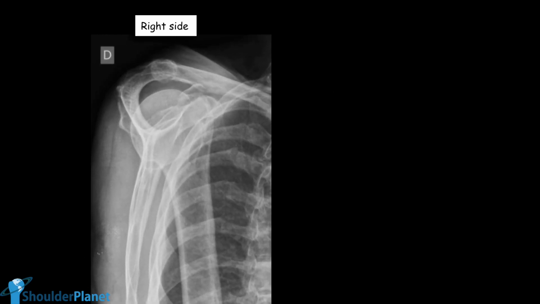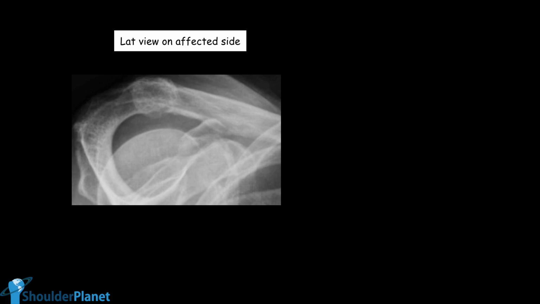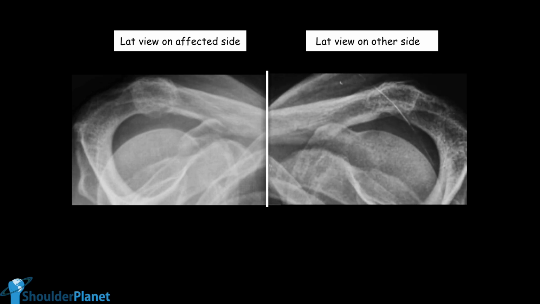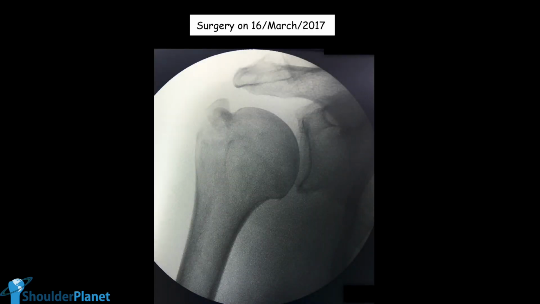This is the lat view, a perfectly positioned lat view in which we are seeing here the affected side, the other side, and an evident superior migration of the fragment. This is a zoom view of the lat view, perfectly positioned, the right side, the unaffected side. So here we can see the superior migration of the fragment, and it is very important for us, in the hand, in the knee, in the foot, in the shoulder, it doesn't matter, never to accept badly positioned x-rays.